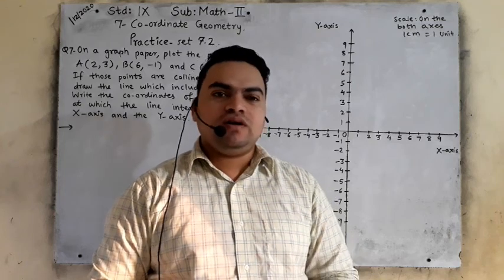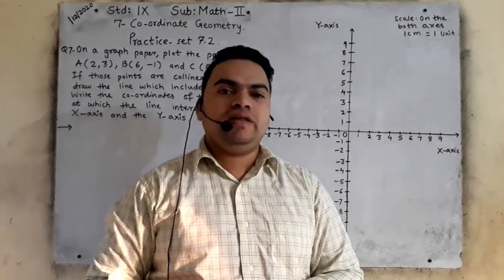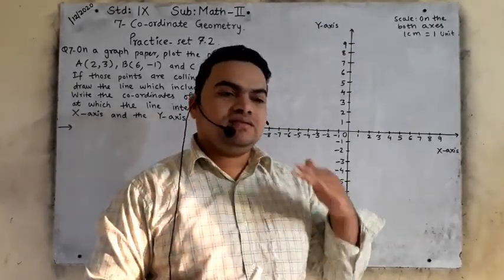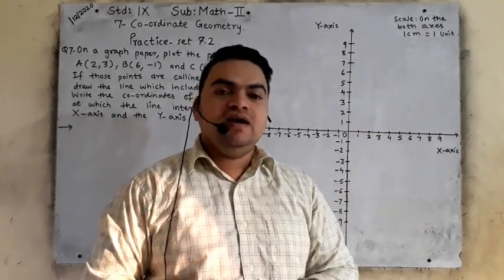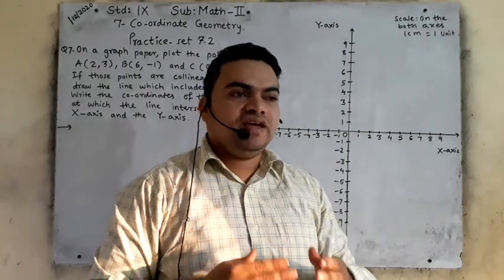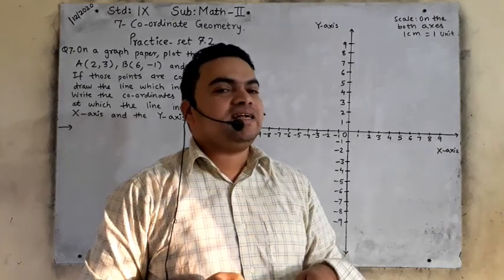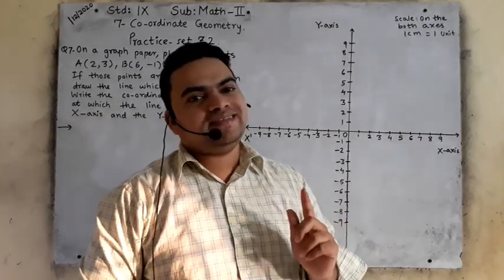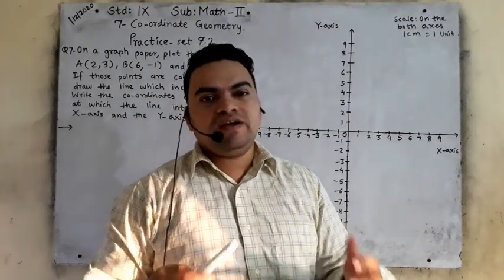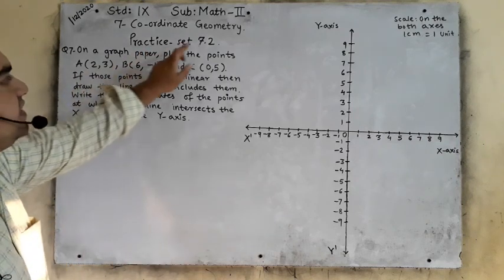My dear students, today we will see question number 7 of practice set 7.2. It is also very much easy. We have to plot the points. Some points are given, and we will plot them in the graph. We have to see whether these 3 points are collinear points. Collinear means the points are in a straight line. If they are collinear, then we have to write where that line intersects the x-axis and the y-axis. We have to write the coordinates of those points as well. So my dear students, it is very much easy. Please start the question.